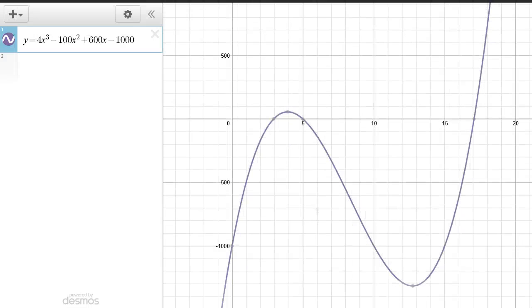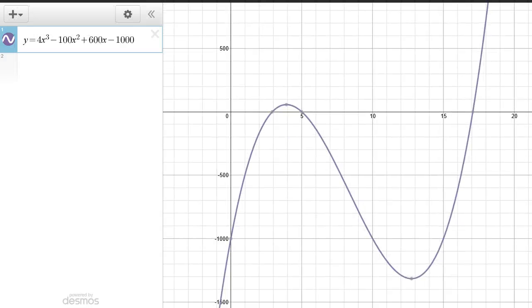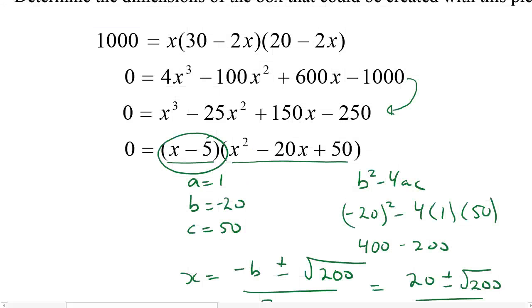Here I've gone to desmos.com and typed in this function, the 4x cubed business, and you'll notice I had to play a bit with the scaling. Check out that y, going by 500s. But you can see that the only x values I could take are between 0 and 10, and here is where it crosses. There's my 2.92, and there is the 5. So those would be my two solutions.